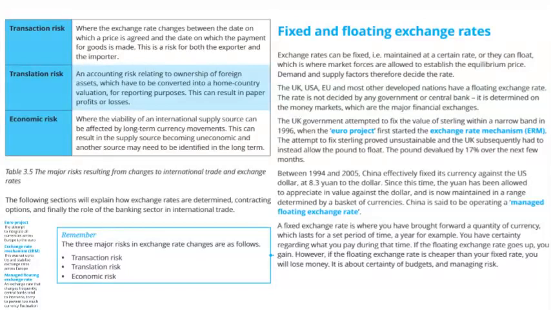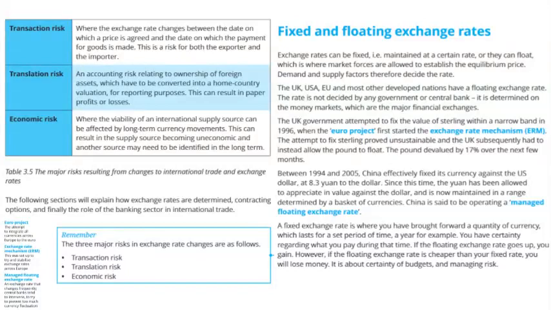The UK government attempted to fix the value of sterling within a narrow band in 1996 when the Euro project first started, the exchange rate mechanism, or ERM. The attempt to fix sterling proved unsustainable, and the UK subsequently had to instead allow the pound to float. The pound devalued by 17% over the next few months.